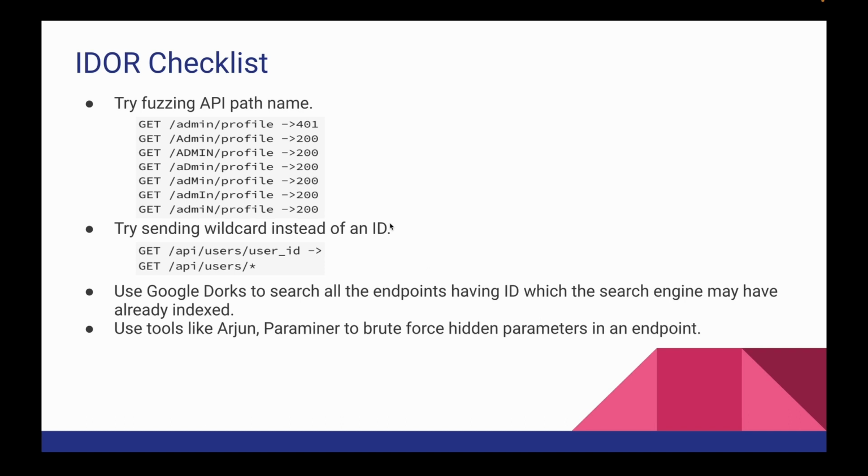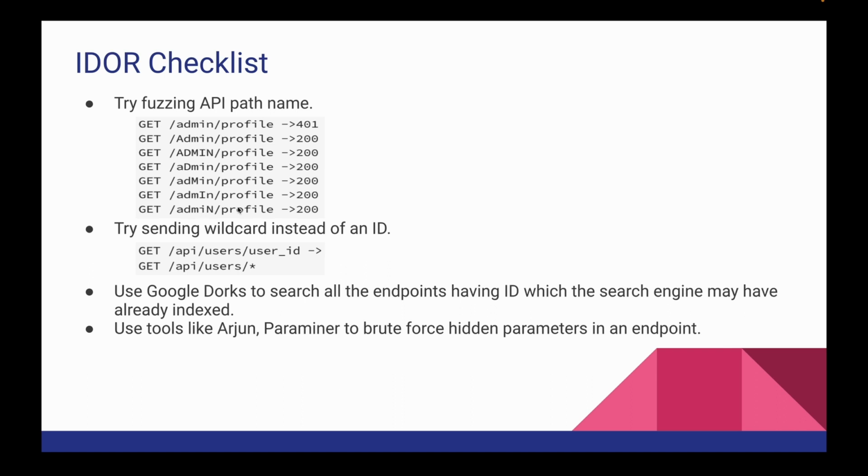The next step would be to try fuzzing the API path name. Like this is the actual path name over here, and you are getting 401 unauthorized. So instead of all small letters, try to insert a capital A and send the request. You might get 200 OK, or try all capital letters by fuzzing all the path names.